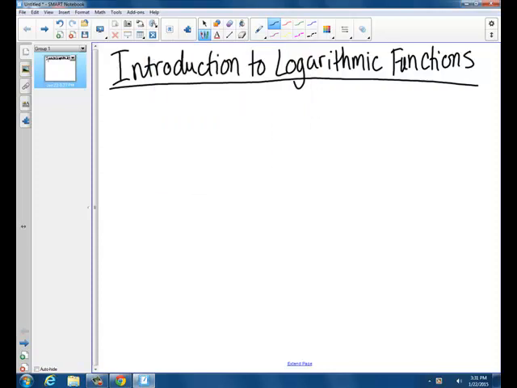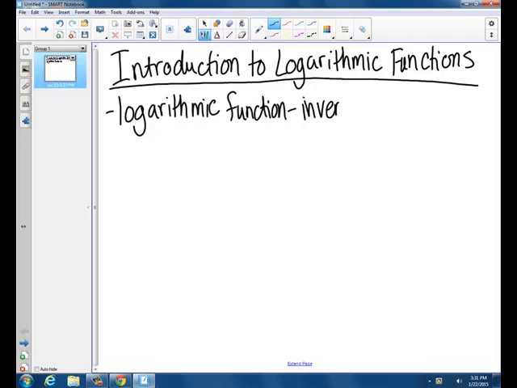So, logarithmic functions. Let me define what it is first. A logarithmic function is the inverse of exponential functions.